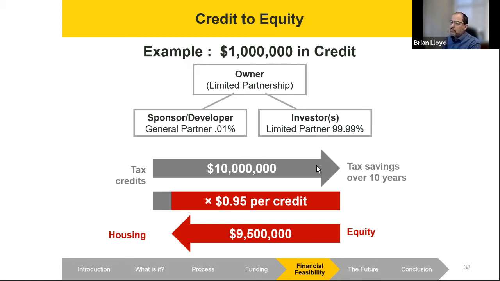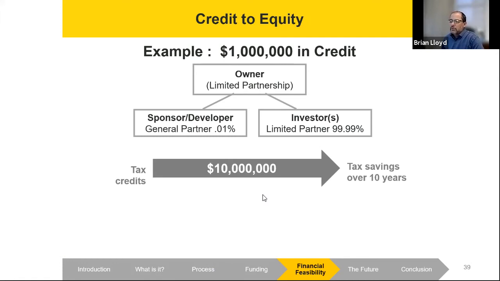Then what we would do as a developer is put that out on the market, and invite tax credit investors to make a bid for that $10 million of benefits. Depending on the market, we might get 95 cents per credit, which right now would be really good. There was a day when we saw over $1 in some markets. 95 right now would be extremely good pricing. And so that means $9.5 million of equity for the project.